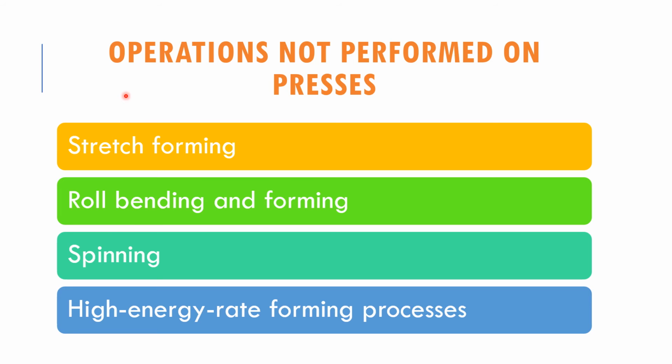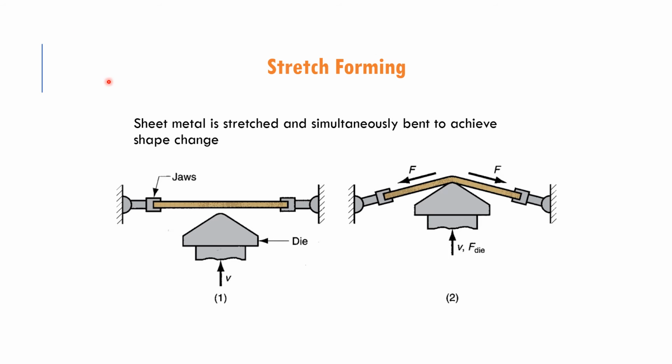So there are several processes. For example, stretch forming, roll bending and forming, spinning, and high energy rate forming processes. Let us look into the first one, which is stretch forming. The sheet metal is stretched and then simultaneously bent to achieve the shape change. If you look at this one, the sheet metal is clamped on the jaw here, and then the die will come here and stretch form it into the shape of the die. So this is how stretch forming is performed.